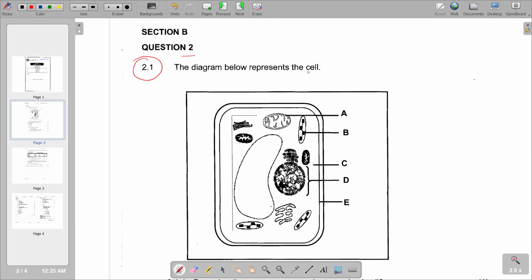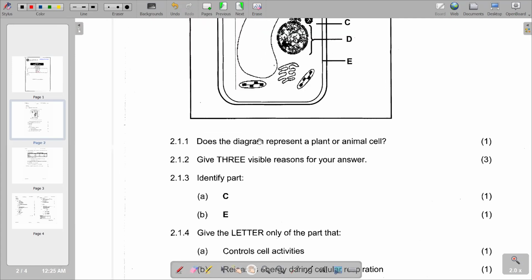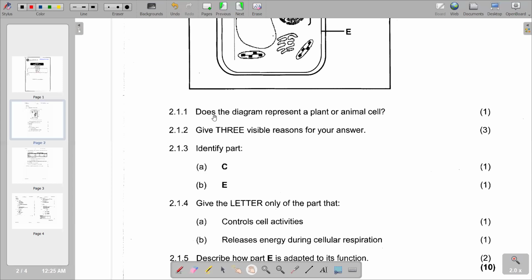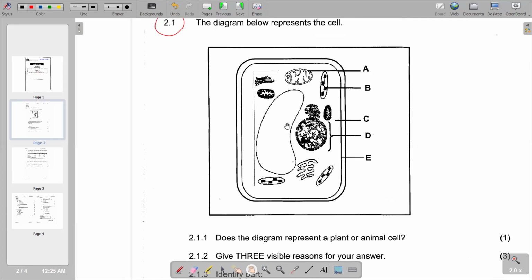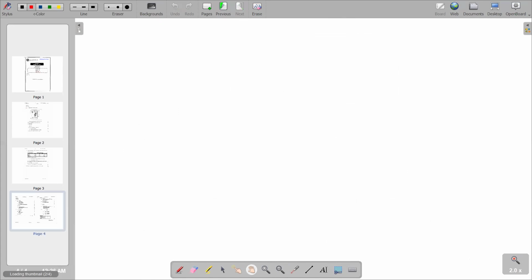We are going to start on 2.1 and read a diagram that you're given, and that's where we put our questions. So first, the question reads 2.1.1. Does the diagram represent a plant or animal cell? So we need to identify whether this is a plant or animal cell, but you would see that our diagram represents a plant cell. So for 2.1.1, we are using our response as plant cell.